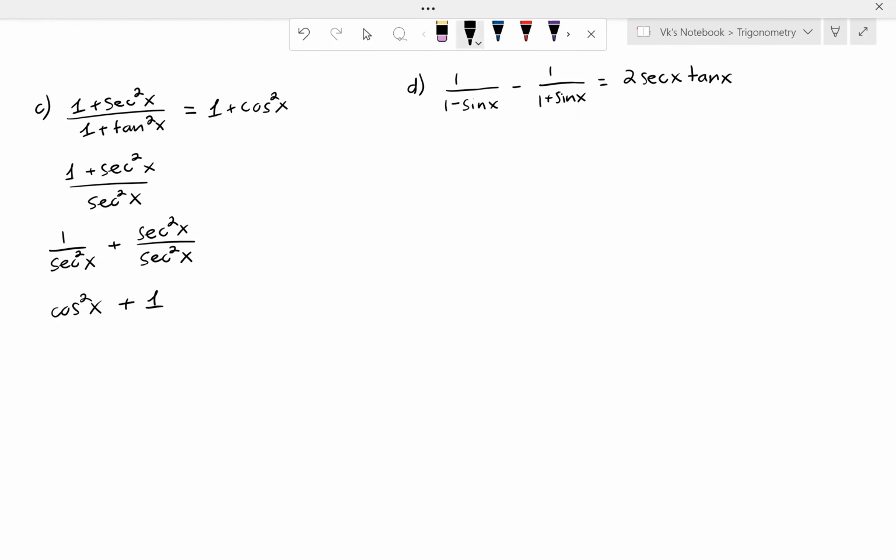D, 1 over 1 minus sine x minus 1 over 1 plus sine x equal to secant x tangent x. If you look at this identity, the right side is simple. The left side is a little more difficult, but we can simplify the left side. So work with the side that we can simplify.